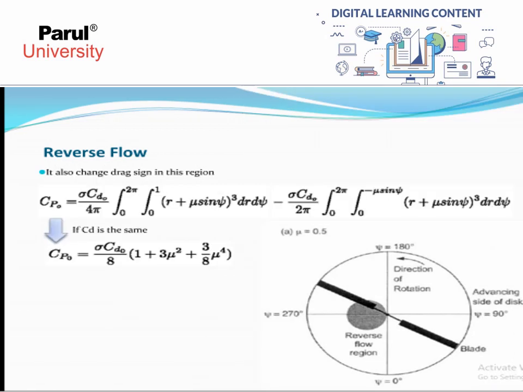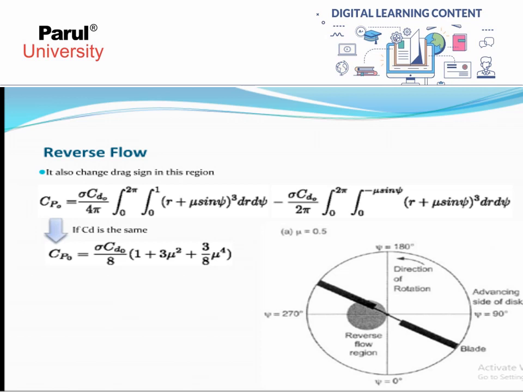Now in reverse flow, the drag also changes sign in this region. Cp naught is equal to sigma Cd naught by 4 pi, integration 0 to 2 pi, integration 0 to 1, (r plus mu sin psi) whole cube, into dr into d psi, minus sigma Cd naught by 2 pi, integration 0 to 2 pi, integration 0 to minus mu sin psi, (r plus mu sin psi) whole cube, into dr into d psi. If Cd is the same, Cp naught is equal to sigma Cd naught by 8, in bracket 1 plus 3 mu square plus 3 by 8 mu to the power 4.